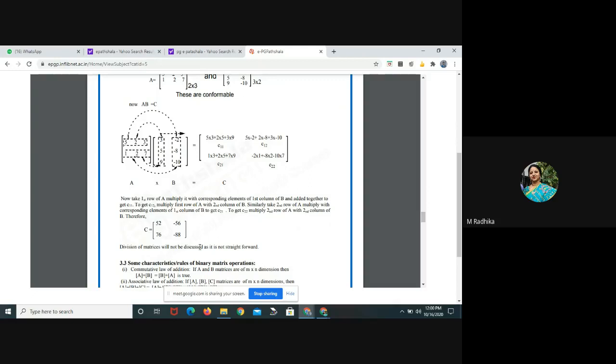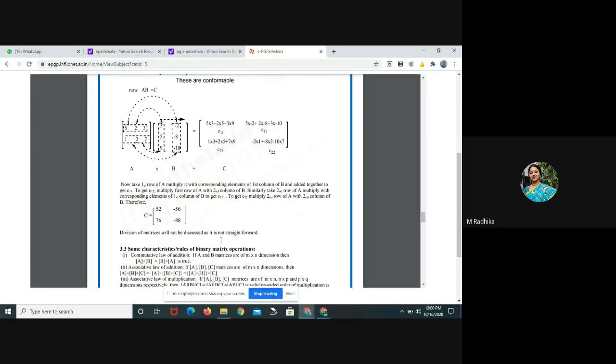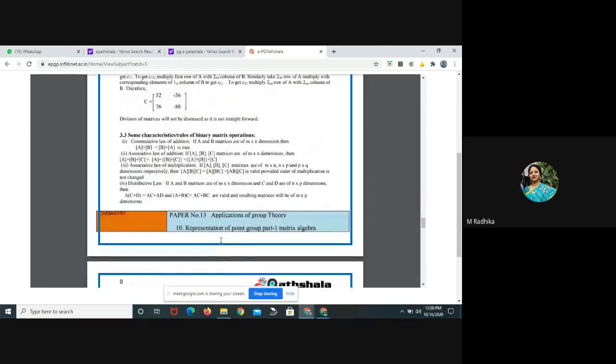The other operations, division and all, if it is required, I'll tell you. And again, these matrices, like the way we have seen last class, symmetry elements, they do follow the commutative law of addition.